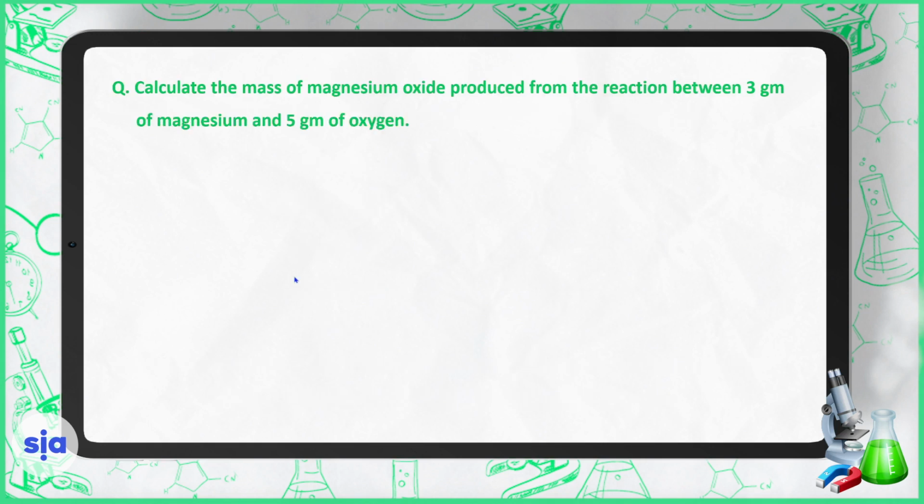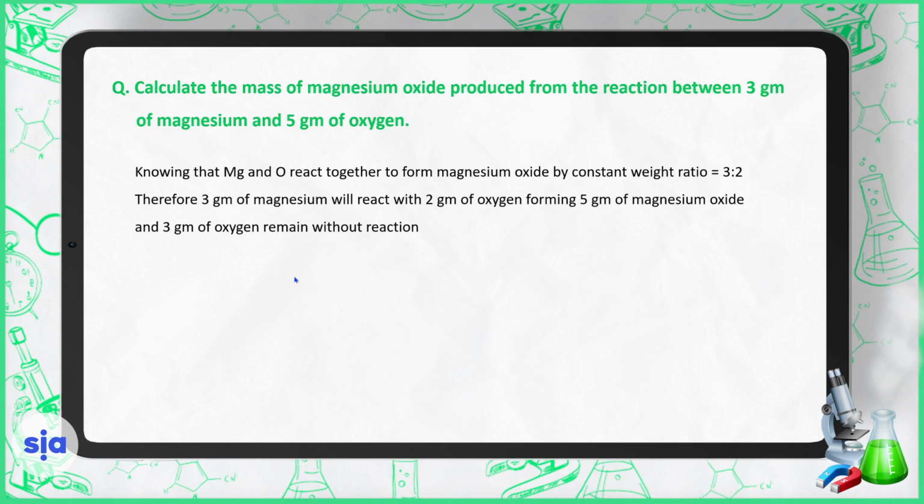Now, calculate the mass of magnesium oxide produced from the reaction between 3 grams of magnesium and 5 grams of oxygen. From the previous slide, knowing that magnesium and oxygen react together by constant weight ratio, which is equal to 3 to 2, therefore 3 grams of magnesium should react with only 2 grams of oxygen, forming 5 grams of magnesium oxide. What about the remainder of oxygen? It will remain without reaction. 3 grams of oxygen will remain without reaction.